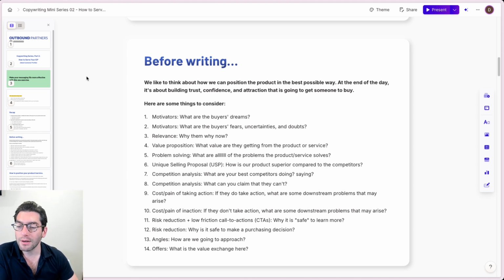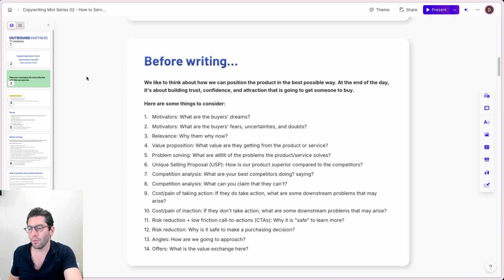But it's important to know what that downstream problem is, because you can also help people solve those problems to make your offer more lucrative. Okay, what is the cost and pain of inaction? Let's say they don't take action. What are some downstream problems that will arise? I think that one's obvious, but if they don't, then what? If they don't buy the Band-Aid and they have a cut, then what? Their cut may get infected. That infection may spread to other people. It would be very painful.